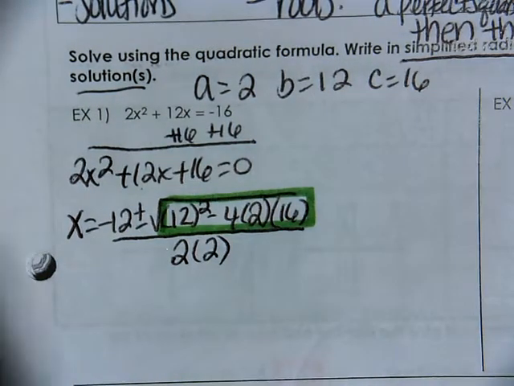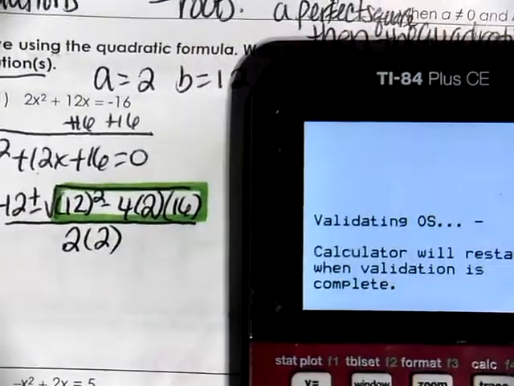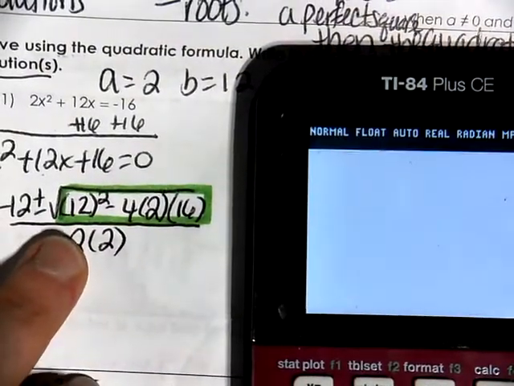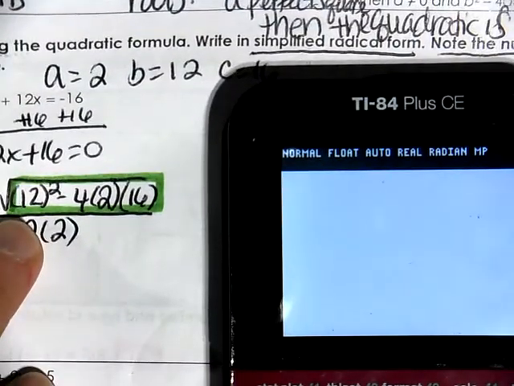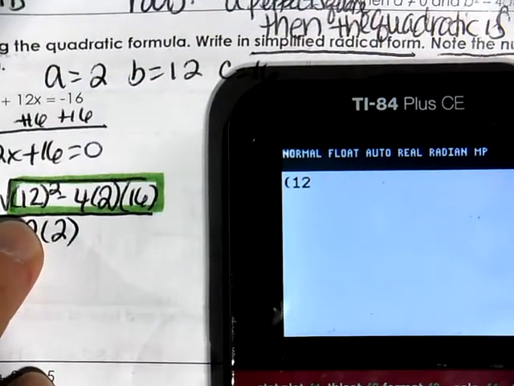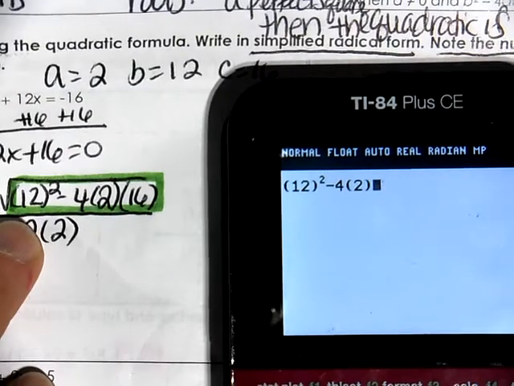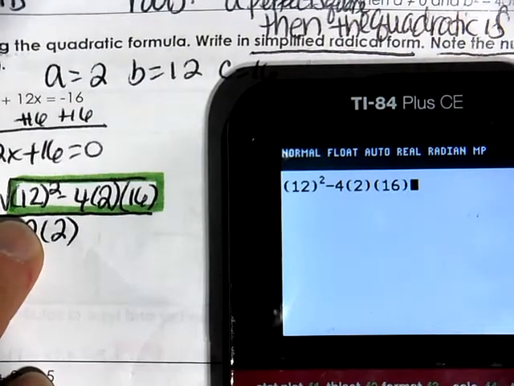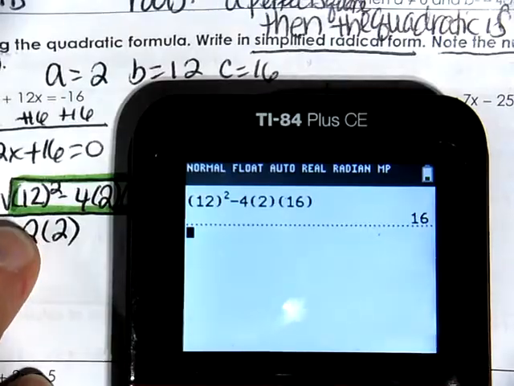Your next step is to put the stuff underneath the square root into your calculator, that expression with no radical. So we're just going to put in b squared, that is 12 squared, minus 4 times a, which is 2, times c, which is 16. Just put that value into your calculator. What you end up getting is 16.